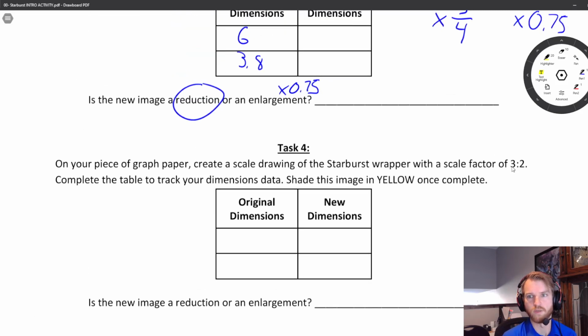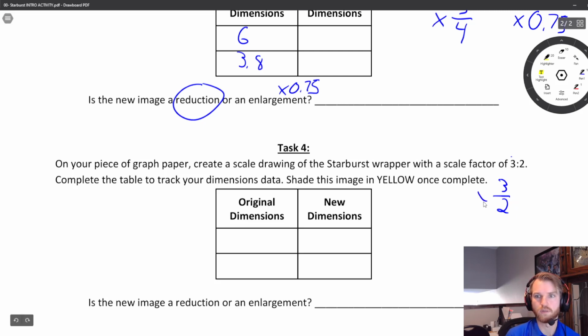Now, this one is the same idea, but it's written in a different form. This one is saying our scale factor is 3 to 2. It's telling us the ratio. Ratios we can also rewrite as a fraction, where the first number goes on the top and the second number goes on the bottom. If you got that confused and wrote 2/3, this would be incorrect and would not give you the correct answer. Ratios, if you're going to rewrite them as a fraction, it's always the first number that goes on top and the second number that goes on bottom.